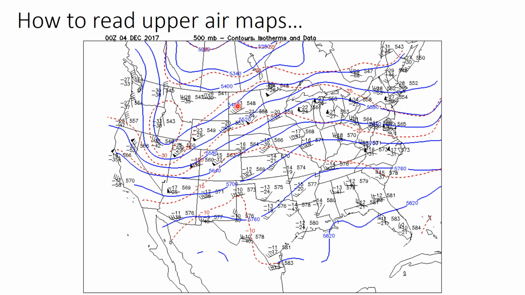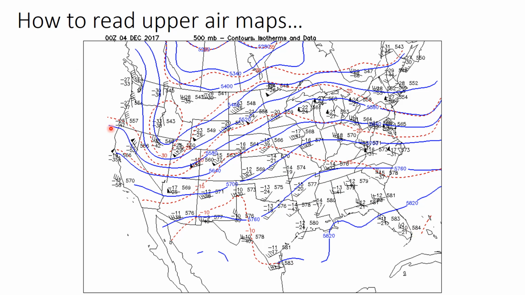A good example of that is right over here, over Utah, Colorado, and Wyoming, where these height lines are pretty close to each other, and the winds are a lot stronger. Whereas down here, over southern Texas and southern Louisiana, the height lines are much further apart, and therefore the winds are a lot weaker.